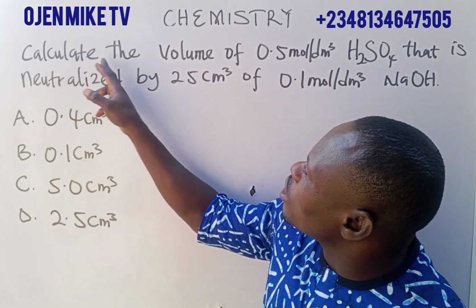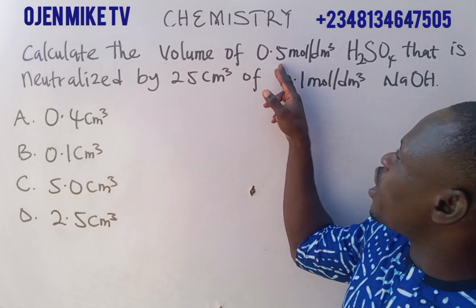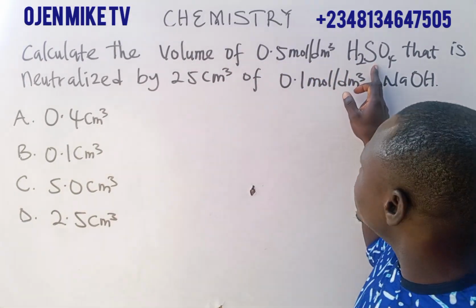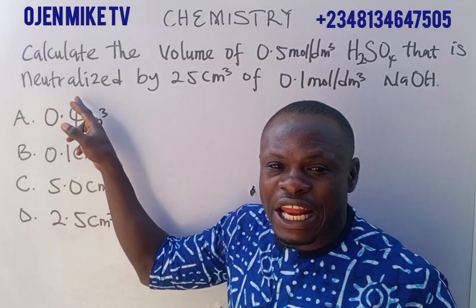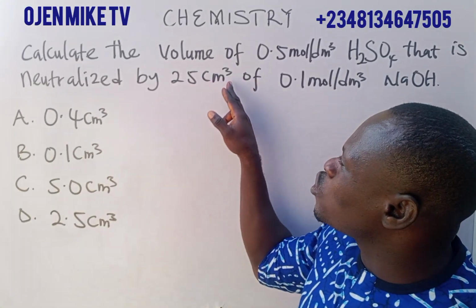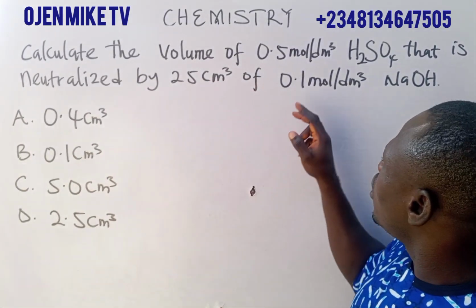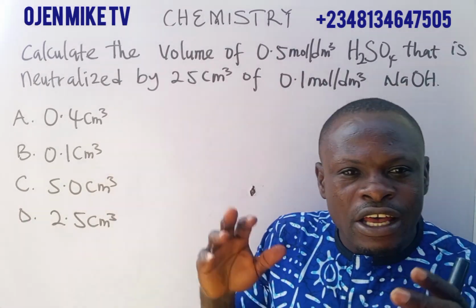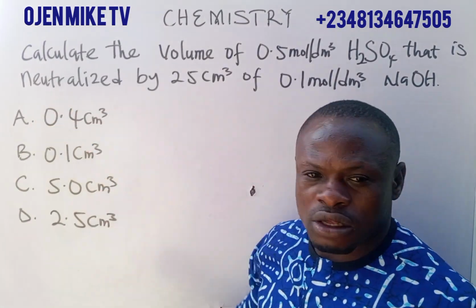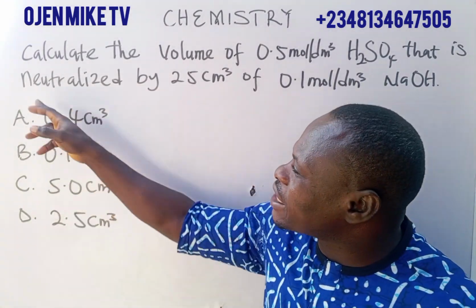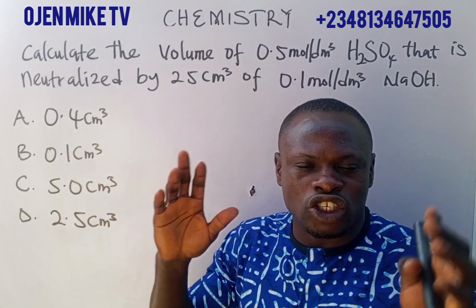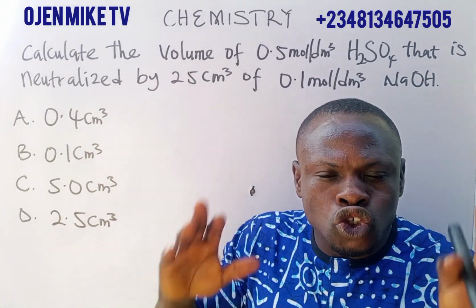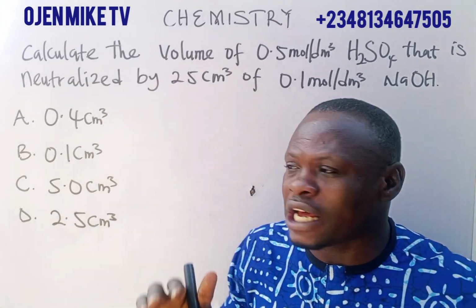All right, calculate the volume of 0.5 moles per dm cubed of this acid that is neutralized by 25 cm cubed of this base of 0.1 molarity. When you see a question that talks about neutralization, it is a titration. So the first thing you are going to do is balance your equation.